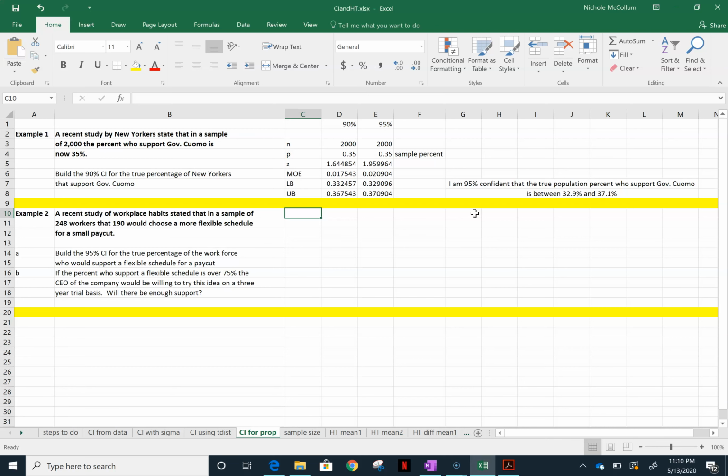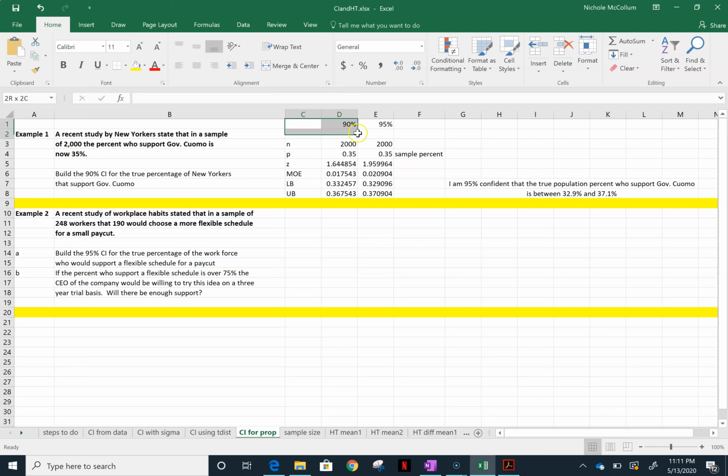Let's check it out. A recent study of workplace habits stated that in a sample of 248 workers, 190 would choose a more flexible schedule for a small pay cut. So I can imagine this study being done, and your task as a marketing or a management expert is to come up with a confidence interval. Imagine you did this for Walmart, who has thousands of workers. You picked 248 random workers, and 190 said they would choose a flexible schedule for a small pay cut. Got it. Could you then build a 95% confidence interval for the true percentage? The answer is, of course.